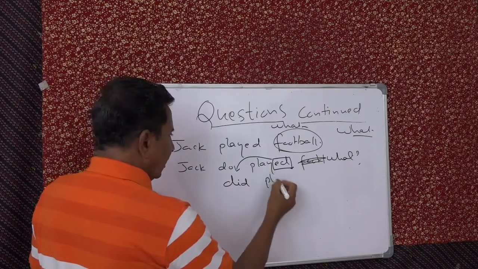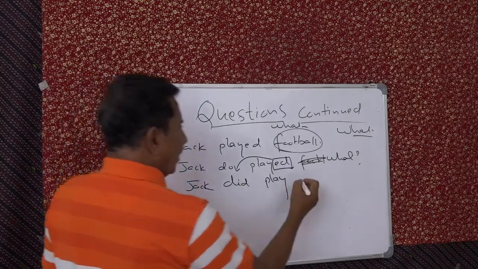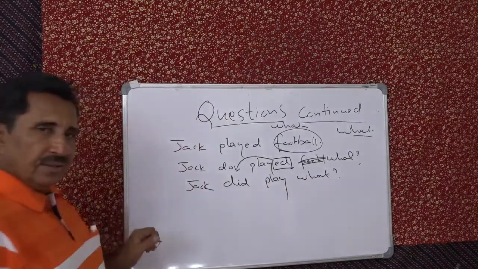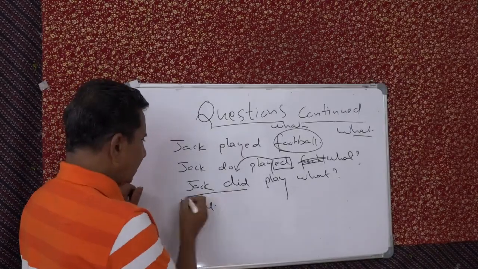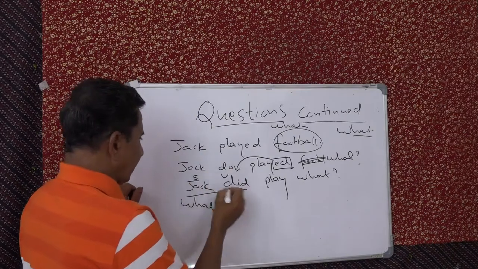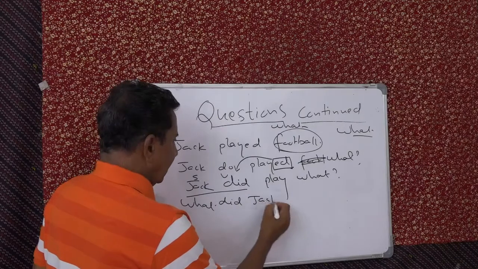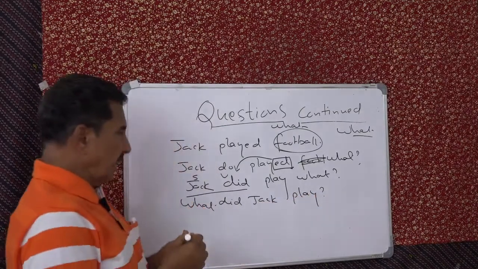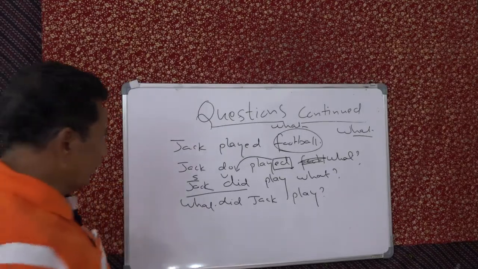Here, only what remains is play. Then Jack did play what? Question mark here. So what? Here we have to change, no? Subject, verb. What did Jack play? Question, and you get the answer. Jack played football. That's it, isn't it?